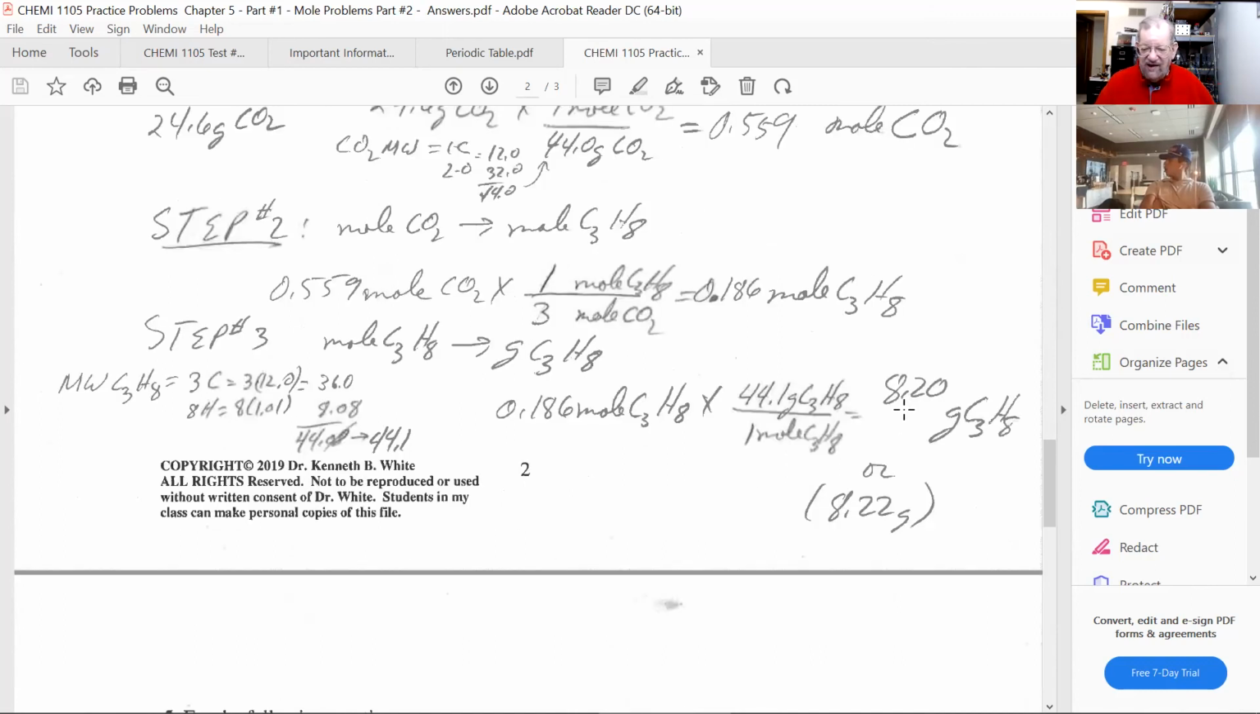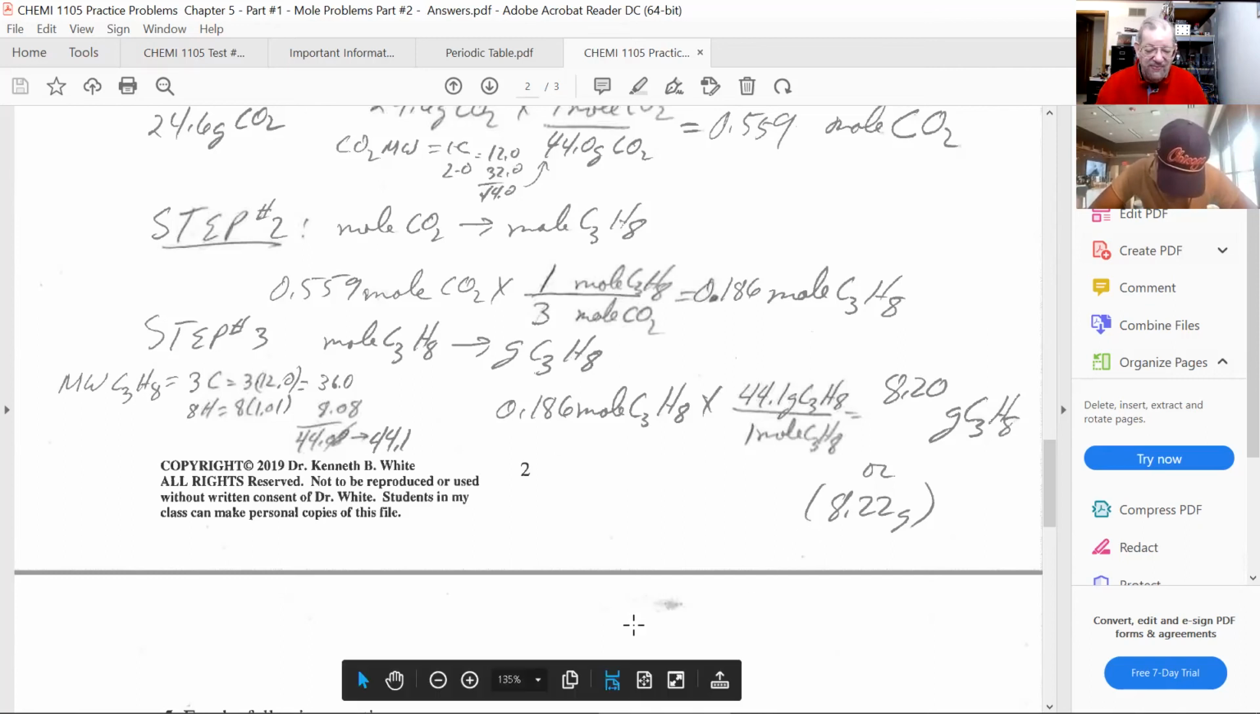Now notice I have 8.20 grams or 8.22 grams. The or is if you round off at the very end, so you can get different numbers. But I've done these calculations where I'm dealing with a couple $100,000 in chemicals, and the 3 significant figures at each step has never failed me. And good habits, Dr. White doesn't break.